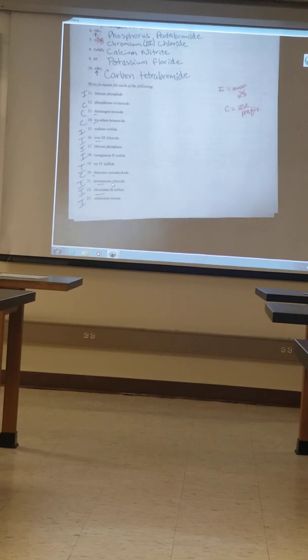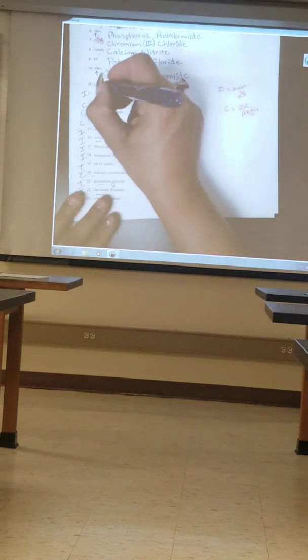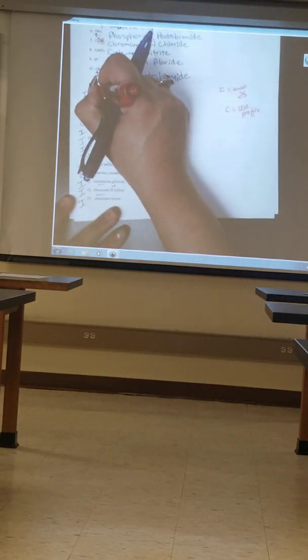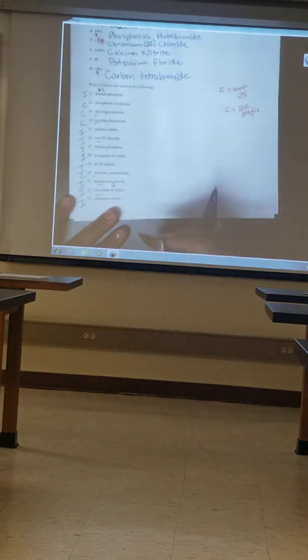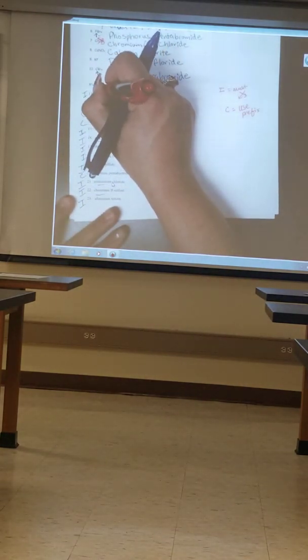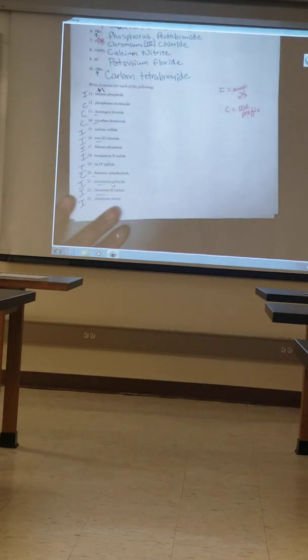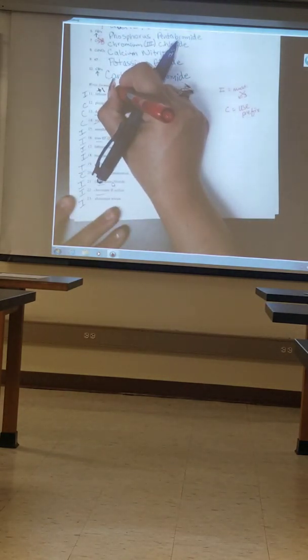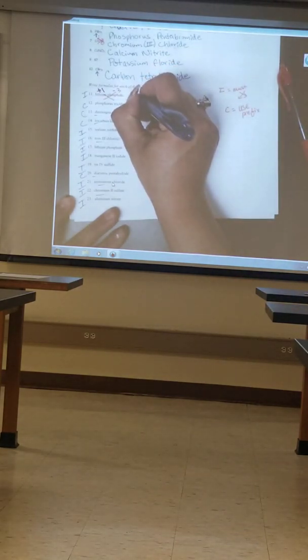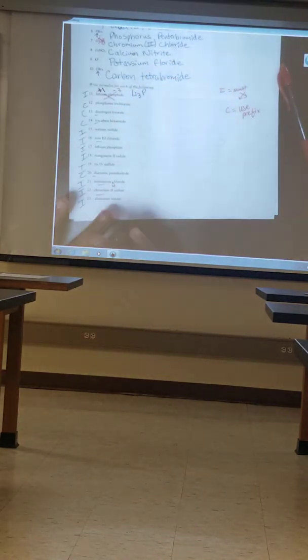Now lithium is going to be in group 1, so it's going to have a +1 charge. Phosphide is an element on the periodic table. It's a non-metal in group 15, so it's going to be a -3 charge. Crisscross those. Lithium, Li3, P for phosphorus.